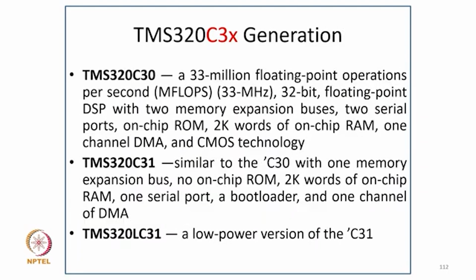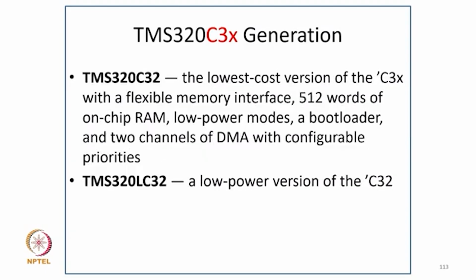TMS320C30 is a 33 MHz, 32-bit floating-point DSP delivering 33 million floating-point operations per second, with 2 memory expansion buses, 2 serial ports, 2 kilowords of on-chip RAM, 1-channel DMA, and CMOS technology. TMS320C31 is similar to the C30 with 1 memory expansion bus, no on-chip ROM, 2 kilowords of on-chip RAM, 1 serial port, a boot loader, and a 1-channel DMA, and the TMS320LC31 is a low-power version of the C31. Going to the TMS320C3X generation.